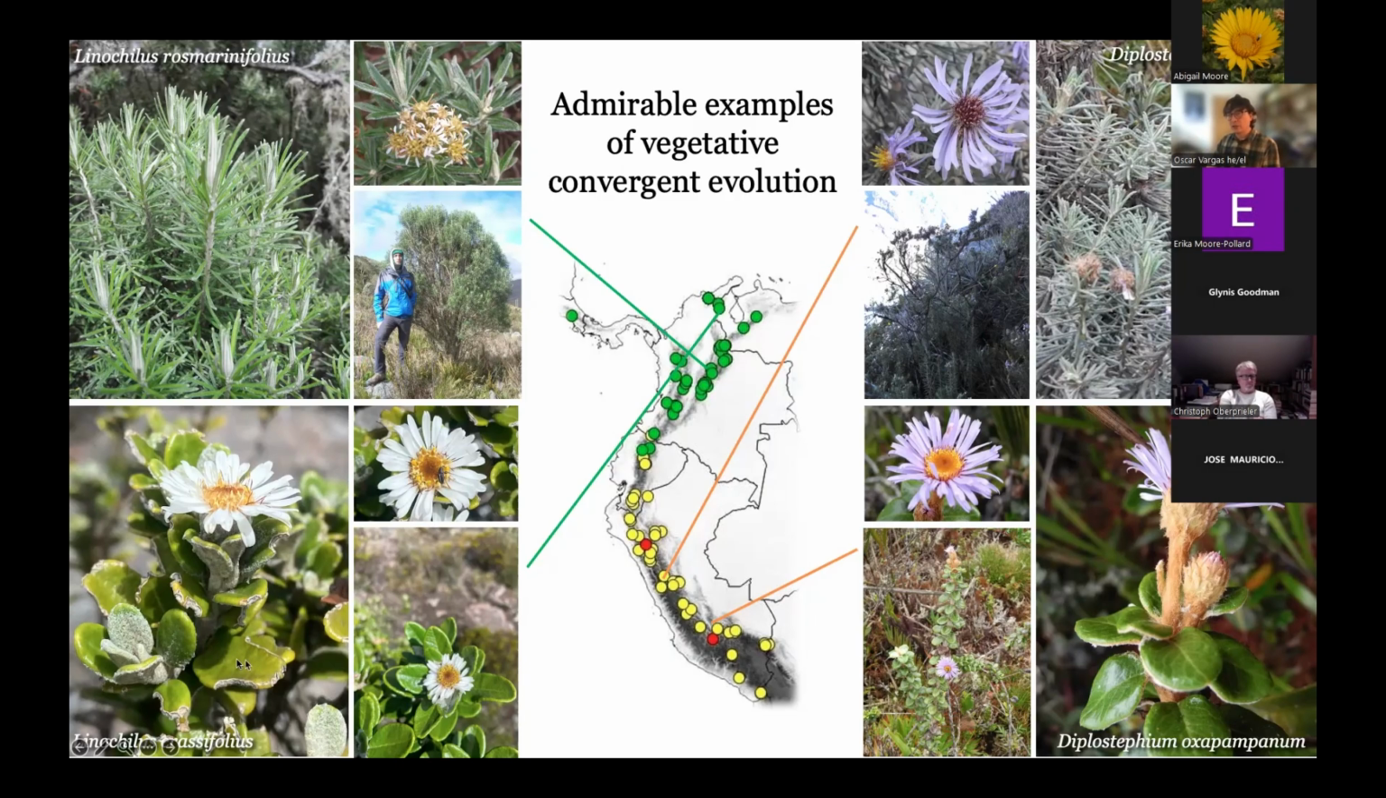Similar here. Linochilus crassifolius from Colombia is very similar to Diplostephium oxapampanum from Peru. They both have this sort of reduced, really thick leaves. In this case, the floral morphology is sort of similar, with terminal heads, many flowers there. I believe oxapampanum has more flowers, and also the ray flowers are going to be colored. So very cool to see this case of convergent evolution at the genus level, but we also see this at the species level, with species that are very similar to each other.